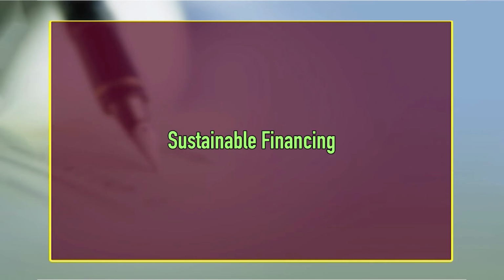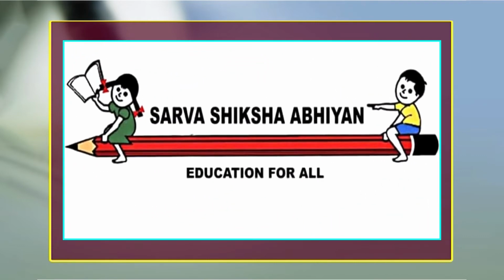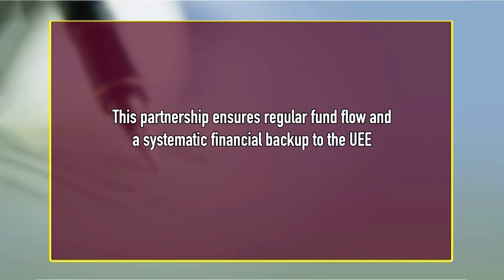Number 2, sustainable financing. Prior to the launching of Sarva Shiksha Abhiyan, financing of elementary education was a state subject. SSA is based on the premise that financing of elementary education interventions has to be sustainable, which calls for a long-term perspective on financial partnership between the central and the state governments. This partnership ensures regular fund flow and a systematic financial backup to the UEE throughout the country.